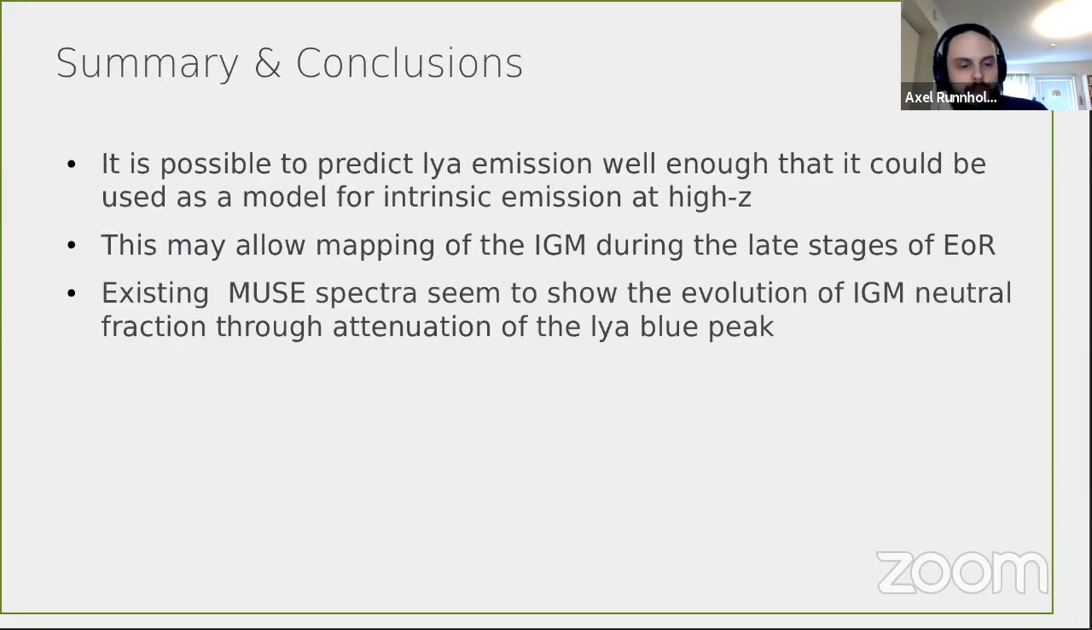So just to summarize what we've done, well, we've shown that it's possible to predict Lyman alpha emission well enough that it could be used as a model for intrinsic emission at high redshift, and that this may allow us to map the IGM during the late stages of reionization. And we also shown that existing MUSE spectra across a large redshift range seem to show the evolution of IGM neutral fraction through the attenuation of the blue peak.